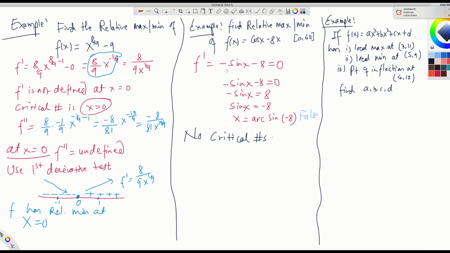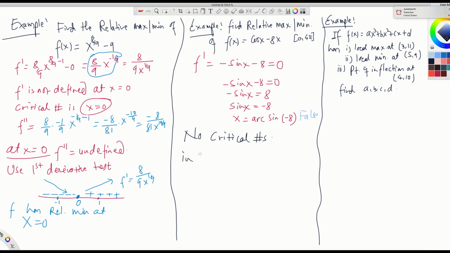And in fact, this is negative everywhere, right? You see that? Because the sine x value will be between negative 1 and positive 1. So the minimum value of sine x is negative 1. In that case, negative 1 times negative will be positive 1. Minus 8 will be negative. So it is always decreasing.